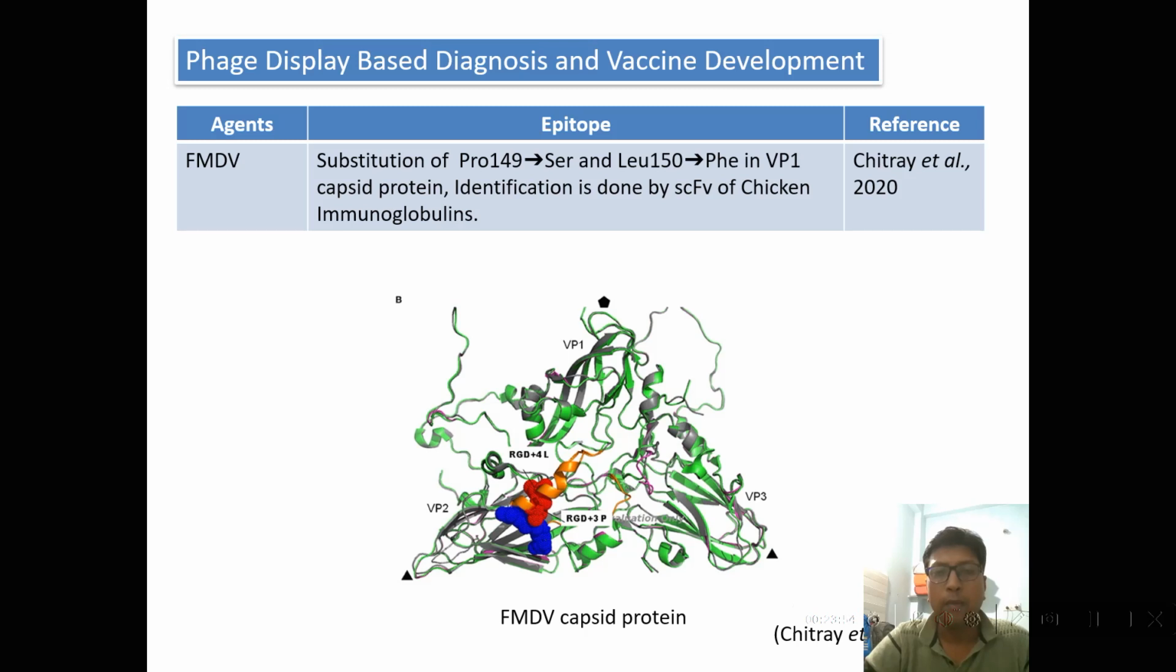And second is epitope mimicking. As I told you before, epitope mimicking is responsible for mimicking a particular type of receptor or a particular type of ligand, and it is very helpful with phage display technology for the treatment of cancer, for anti-allergic treatment, and for contraceptive vaccine preparation.